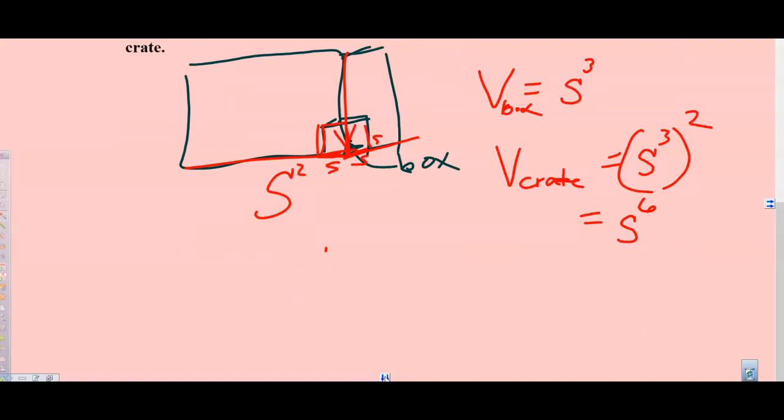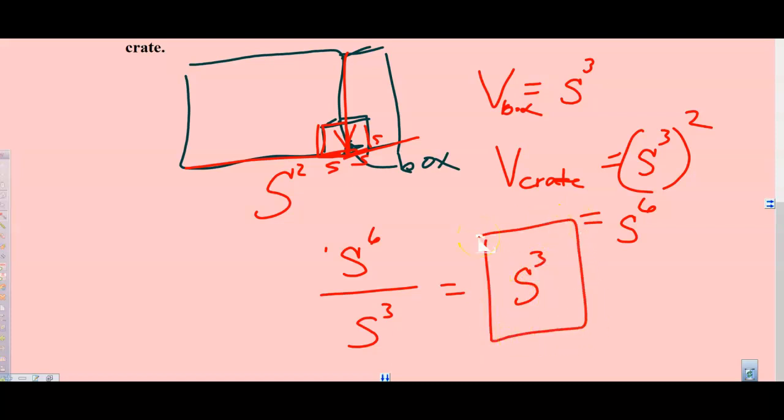Now, how many boxes would fit in one crate? Well, a crate is S to the 6th. A box is S cubed. Fitting something into another, well, we're going to use some division there. And we're going to say, all right, the crate divided by the box. How many boxes are in the crate? We're going to say S cubed, whatever the side length is, cubed. Okay? That's the number of boxes that can fit into this crate. Yay!